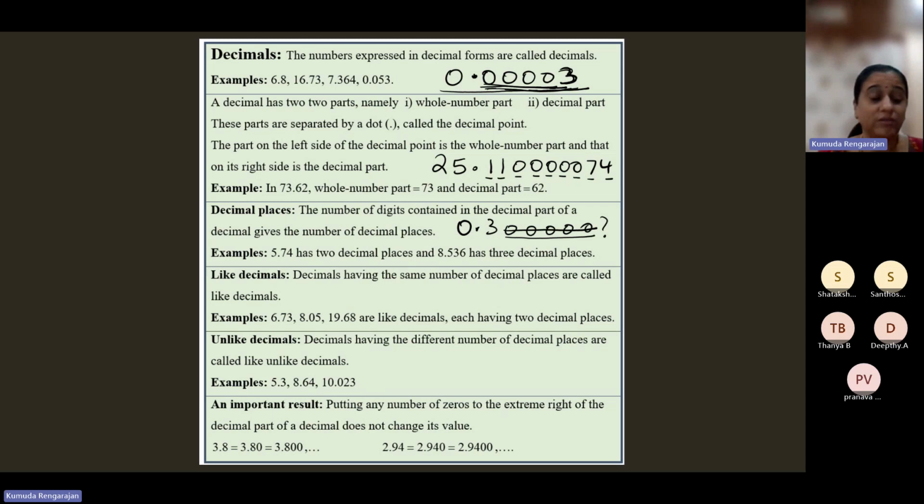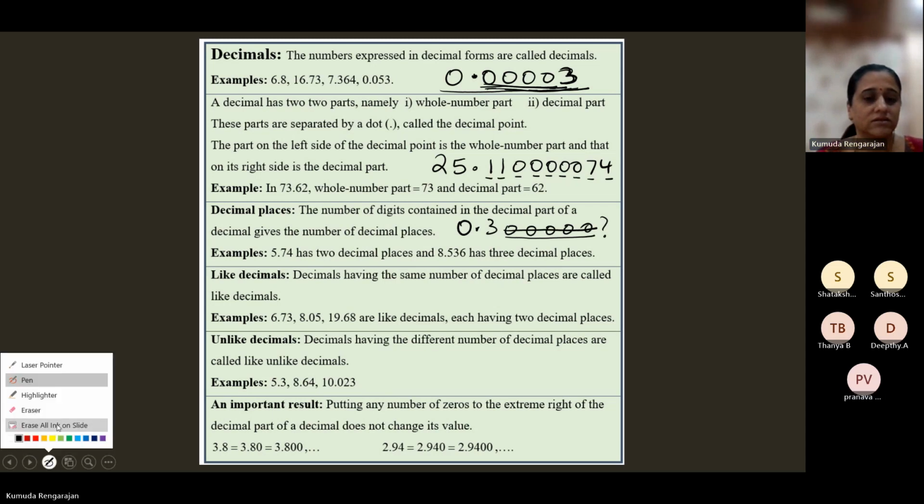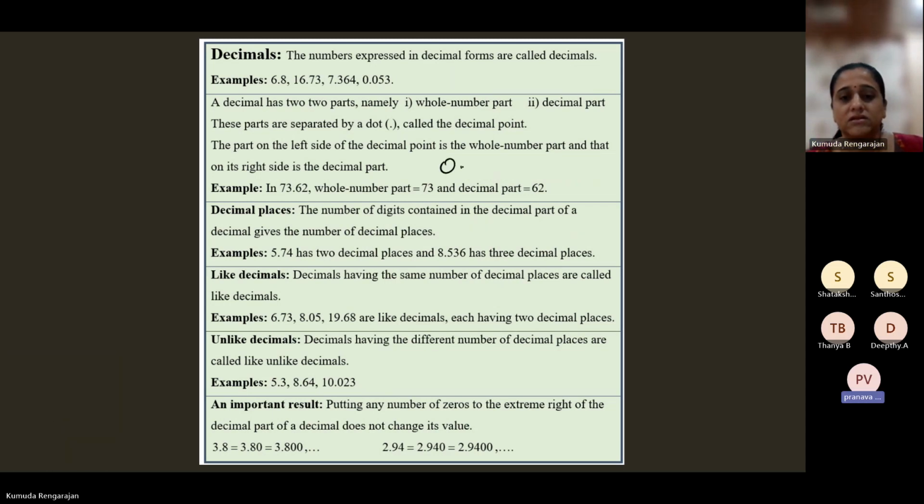Extreme right, at the last. Now see here. This is a decimal point. To the extreme right of the decimal point, you have 4 zeros. After the zeros, there is no valid digit. When we say valid digit, we mean one of the digits 1, 2, 3, 4, 5, 6, 7, 8, or 9. You don't have a valid digit after the zeros, so you can remove these zeros.